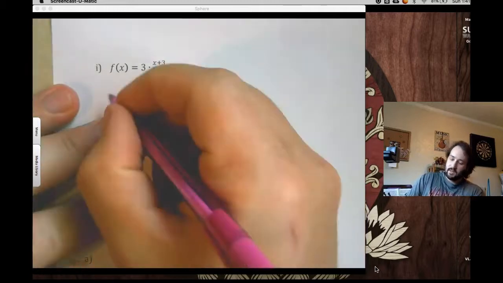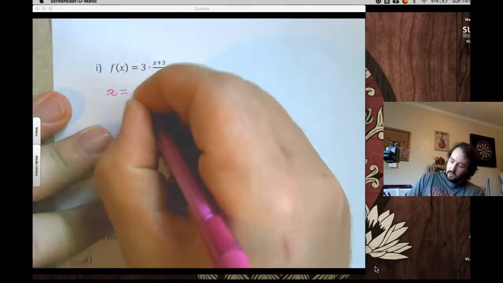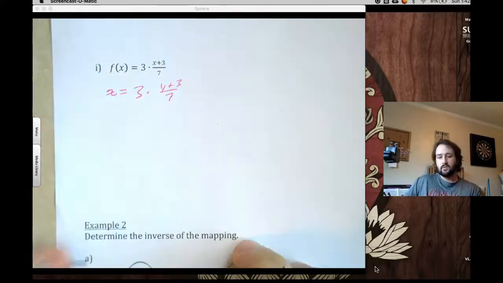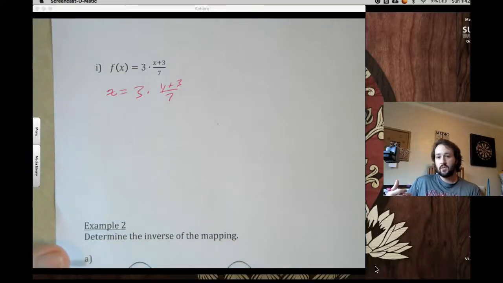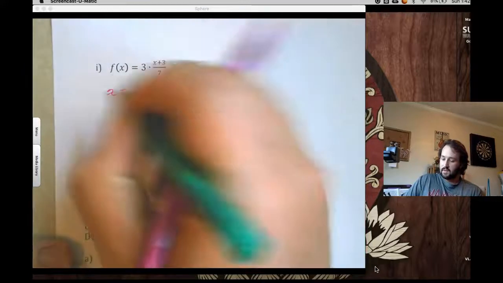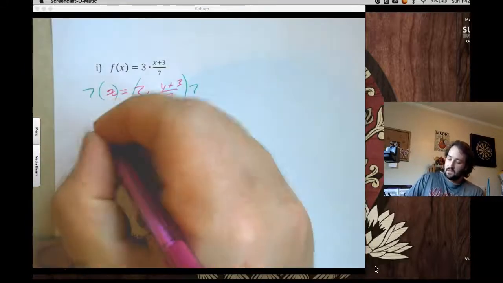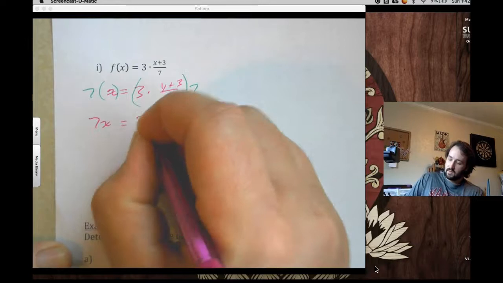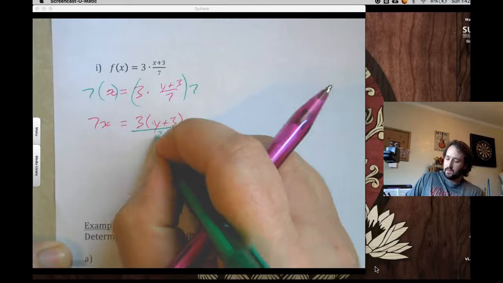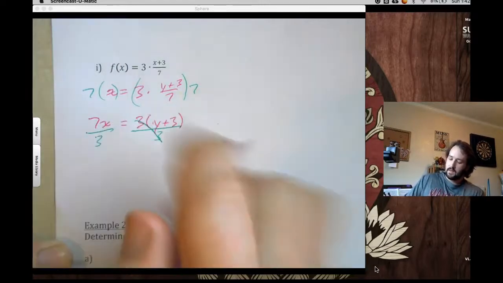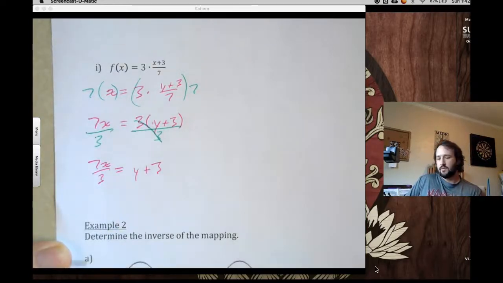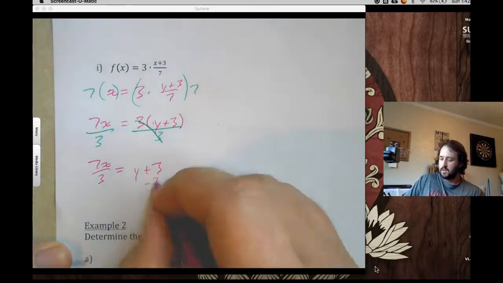Okay. Switch x and y exactly where they are, so I have x equals 3 times the fraction y plus 3 over 7. So there's a few ways to go about this. What I would do if it were me is I would probably multiply both sides by 7 to get rid of that fraction so that we have 7x equals 3 times y plus 3. And then I would divide by the 3 to get 7x over 3 equals y plus 3. And then you could just subtract over the 3 and be done with the whole equation altogether.